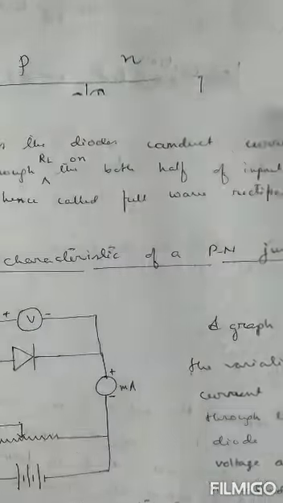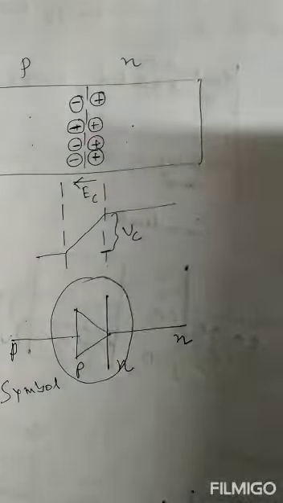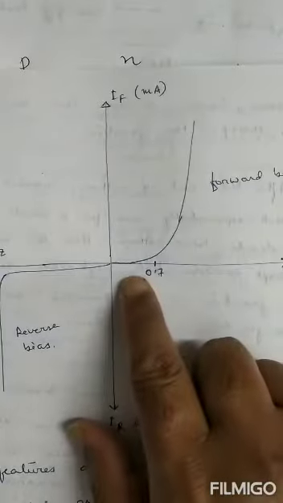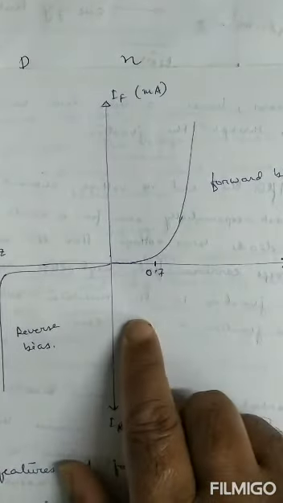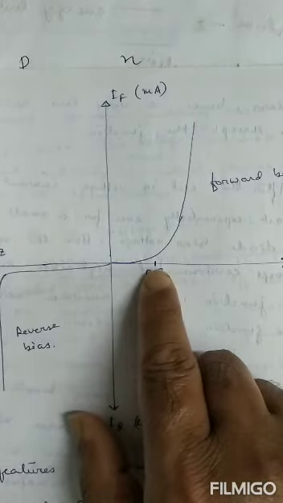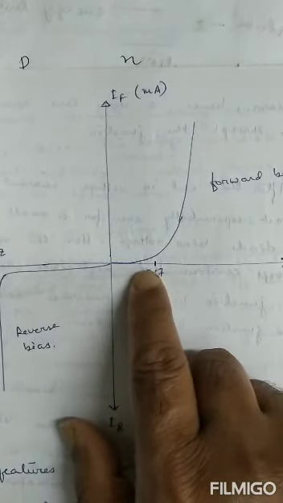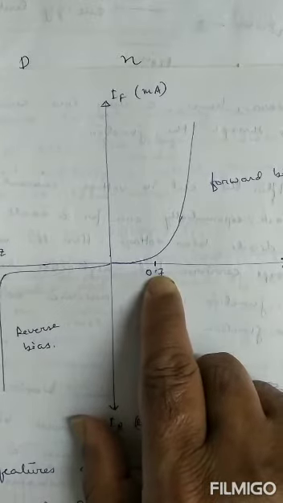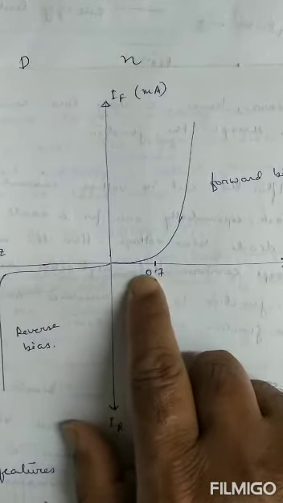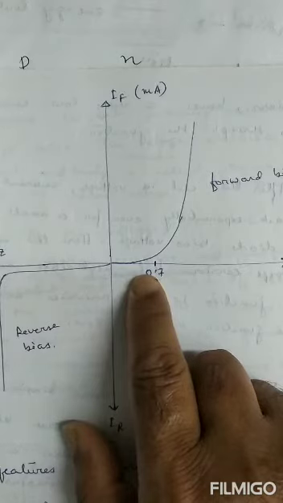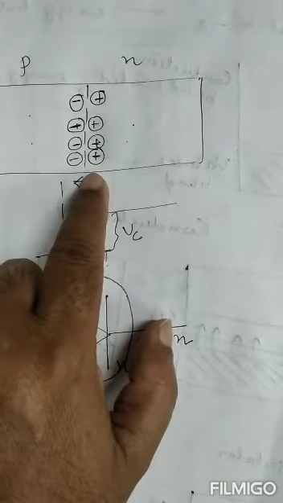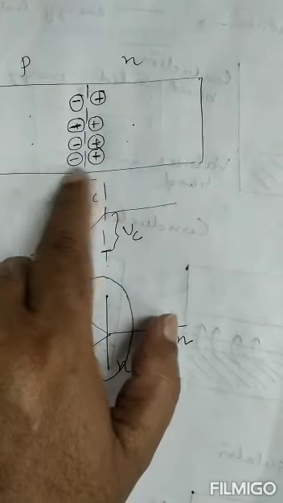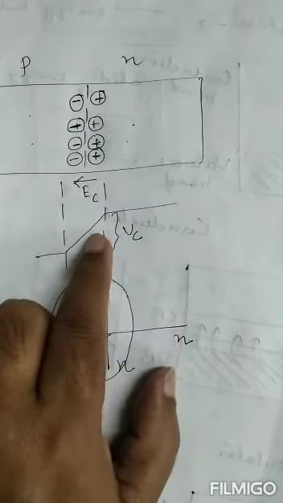So what are the important characteristics of the PN junction forward bias curve? Number one, it is not a straight line, so it does not obey Ohm's law. Current through the junction is practically zero when the applied voltage is less than 0.7 volt for silicon and 0.3 volt for germanium. Actually, this 0.7 volt is nothing but the contact electric field potential, the contact potential across the junction.